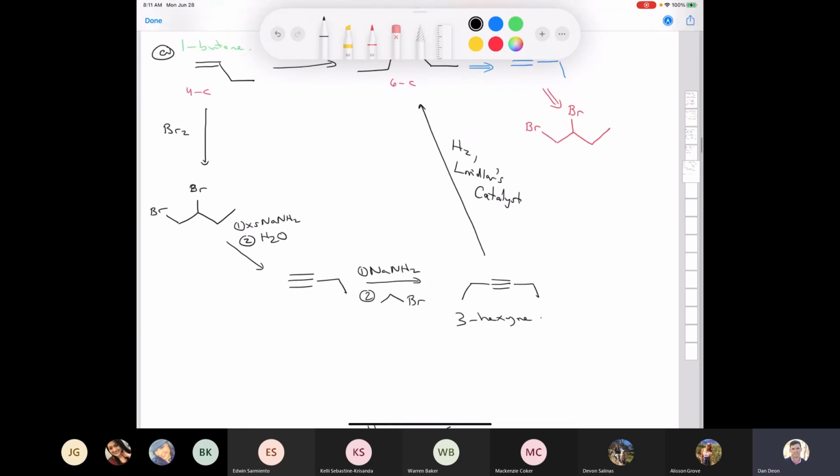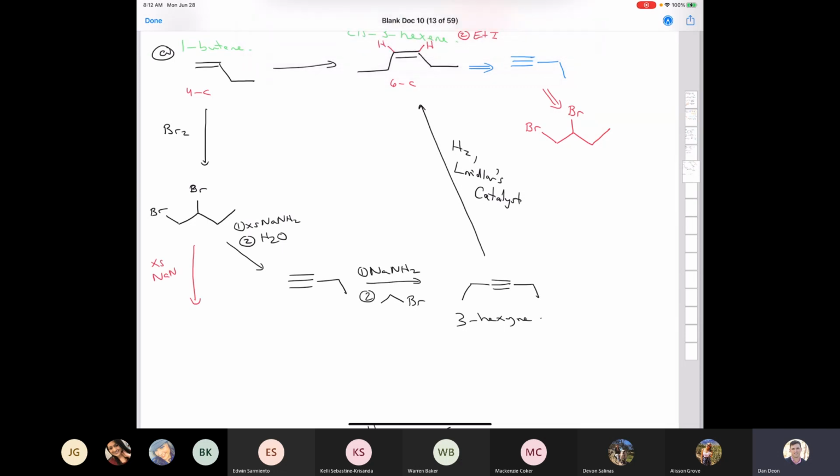a little bit. And it's to go from here, from the vicinal dibromide to the 3-hexyne. You can actually do kind of an end run around this, because if you treat this with excess sodium amide, like I told you, what you actually end up with is the alkynide ion.